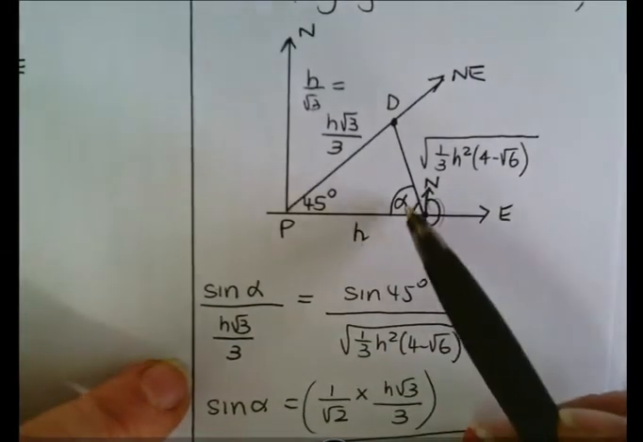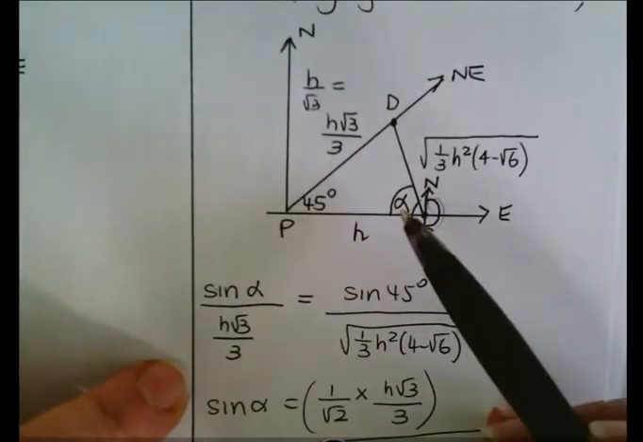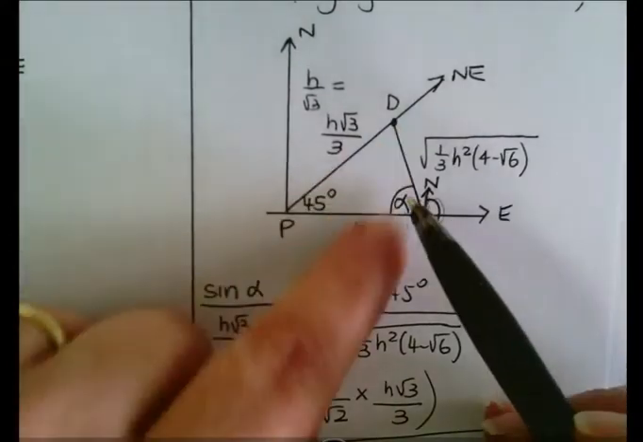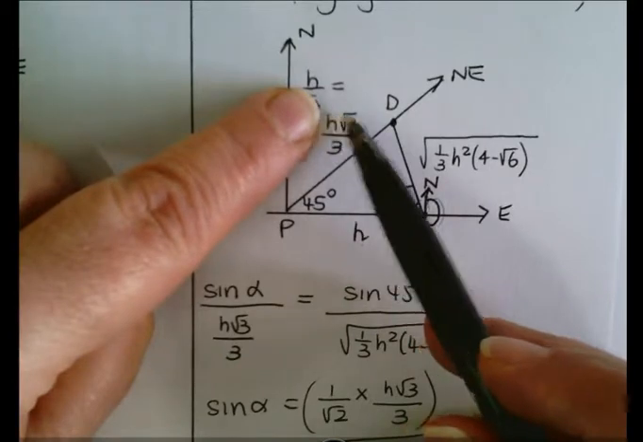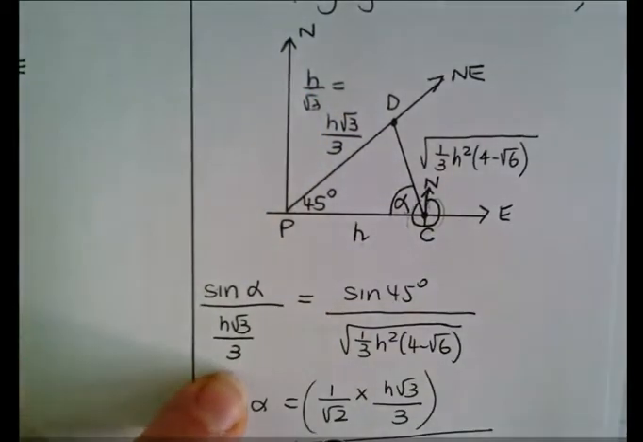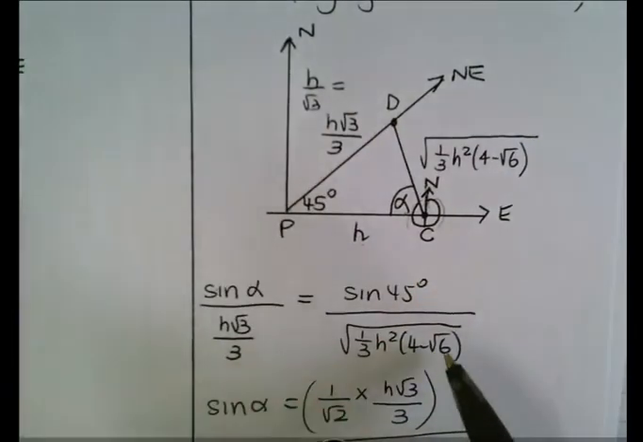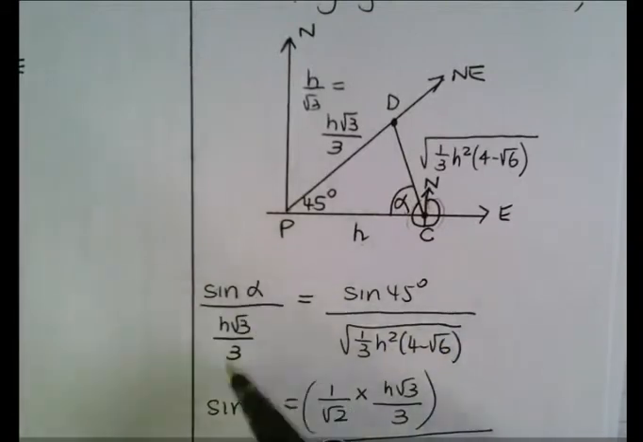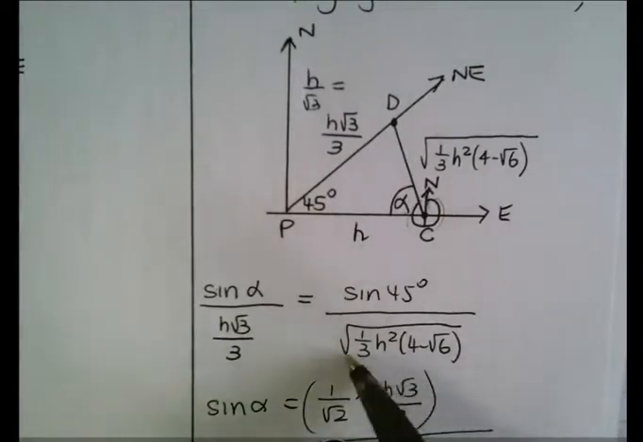So now we can call this angle alpha or theta or whatever you want. And we've got sine theta over H on root 3 or H root 3 on 3. Do you want me to change it to H on root 3? It's the same thing. Equals sine 45 over that square root. Rearranging the equation, sine of alpha is sine 45 times H root 3 on 3 divided by the square root of that.